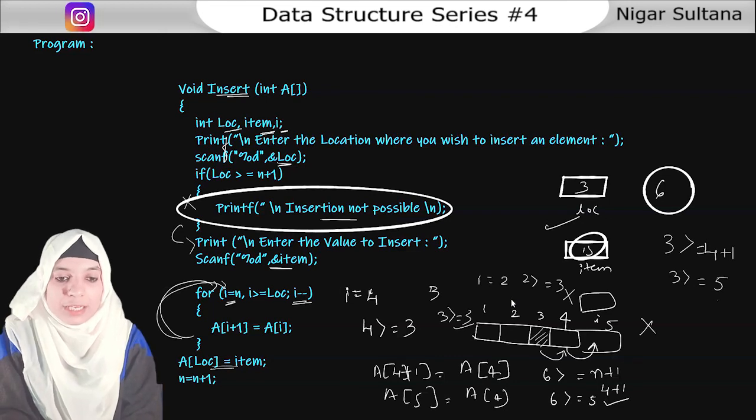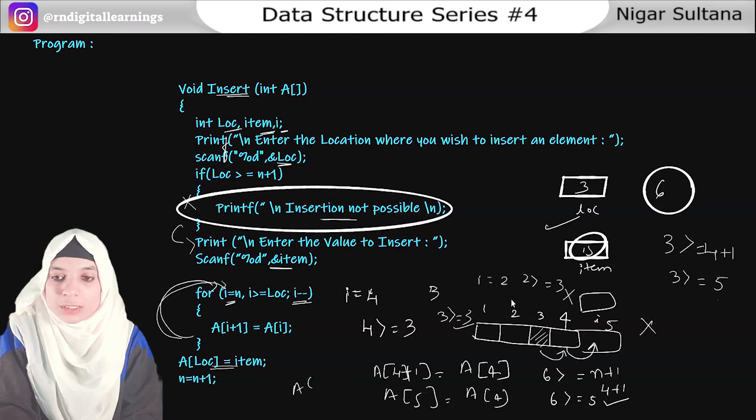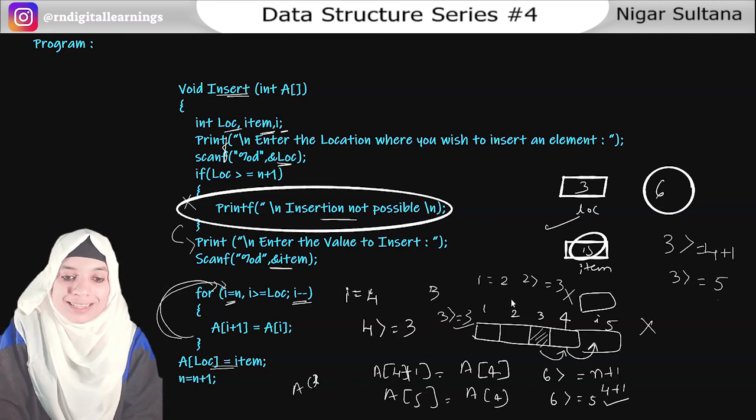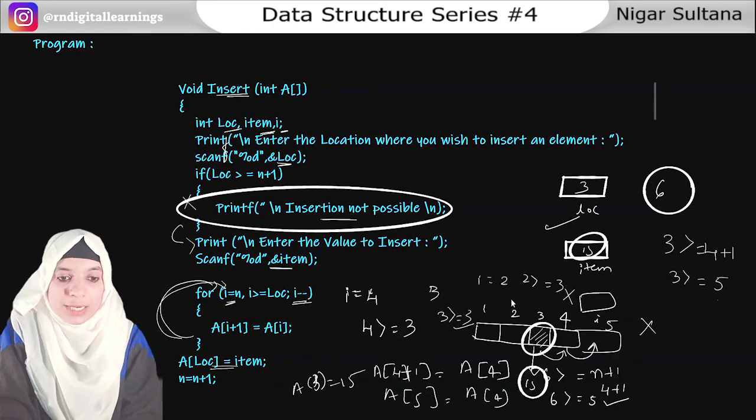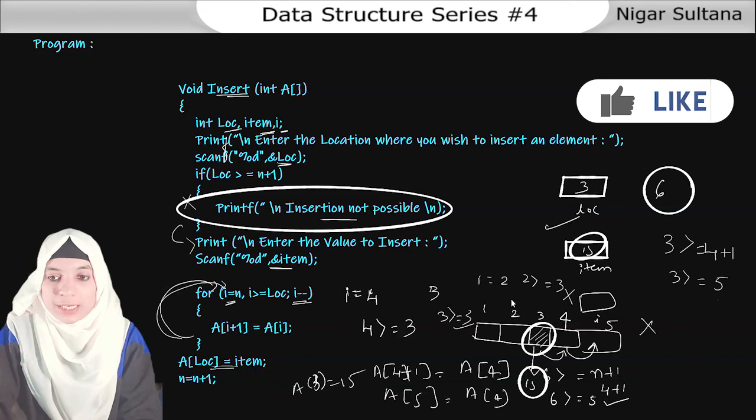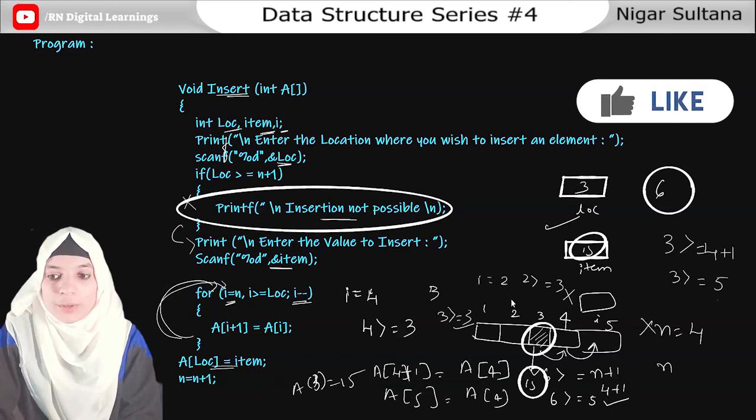Directly we can give the value of the item into the location. So A of location, which is my 3, A of 3 will be given the item as 15. So at this position I must give the value as 15. Next, I must increment the value of size n, that is n is equal to; earlier it was 4, now it has become 5.